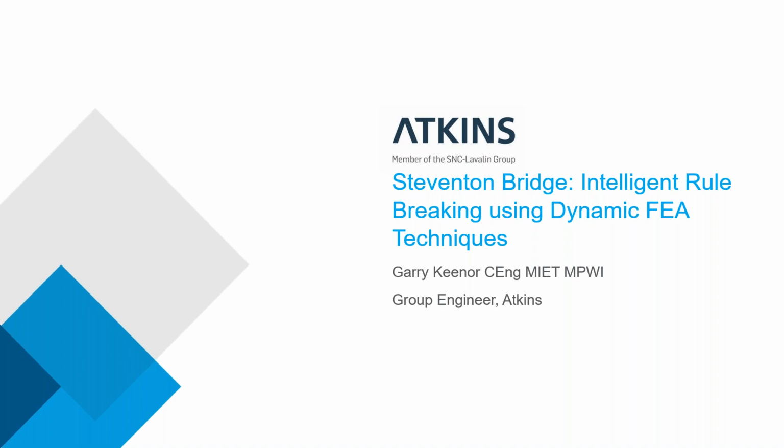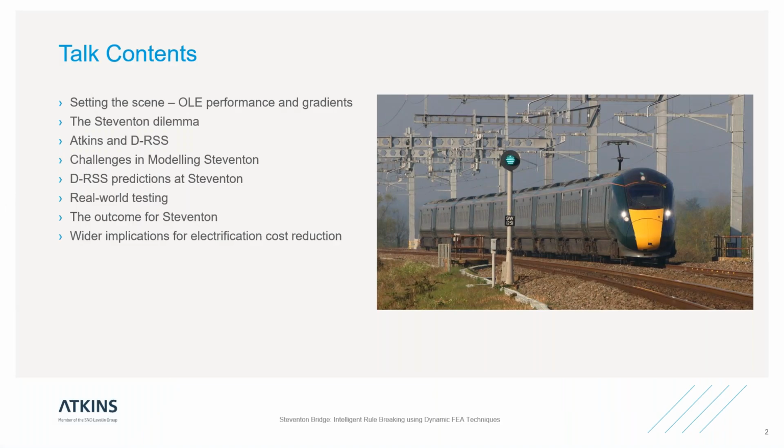My name is Gary Keenor. I work for Atkins, as a group engineer. I look after the electrification discipline. My project focus is in the southwest, based in Swindon, but I also have a role within Atkins acting as a technical authority for overhead line. And as we said, I'm going to talk to you today about how we mostly solve the problem of Steventon Bridge using some unusual and groundbreaking techniques to do it.